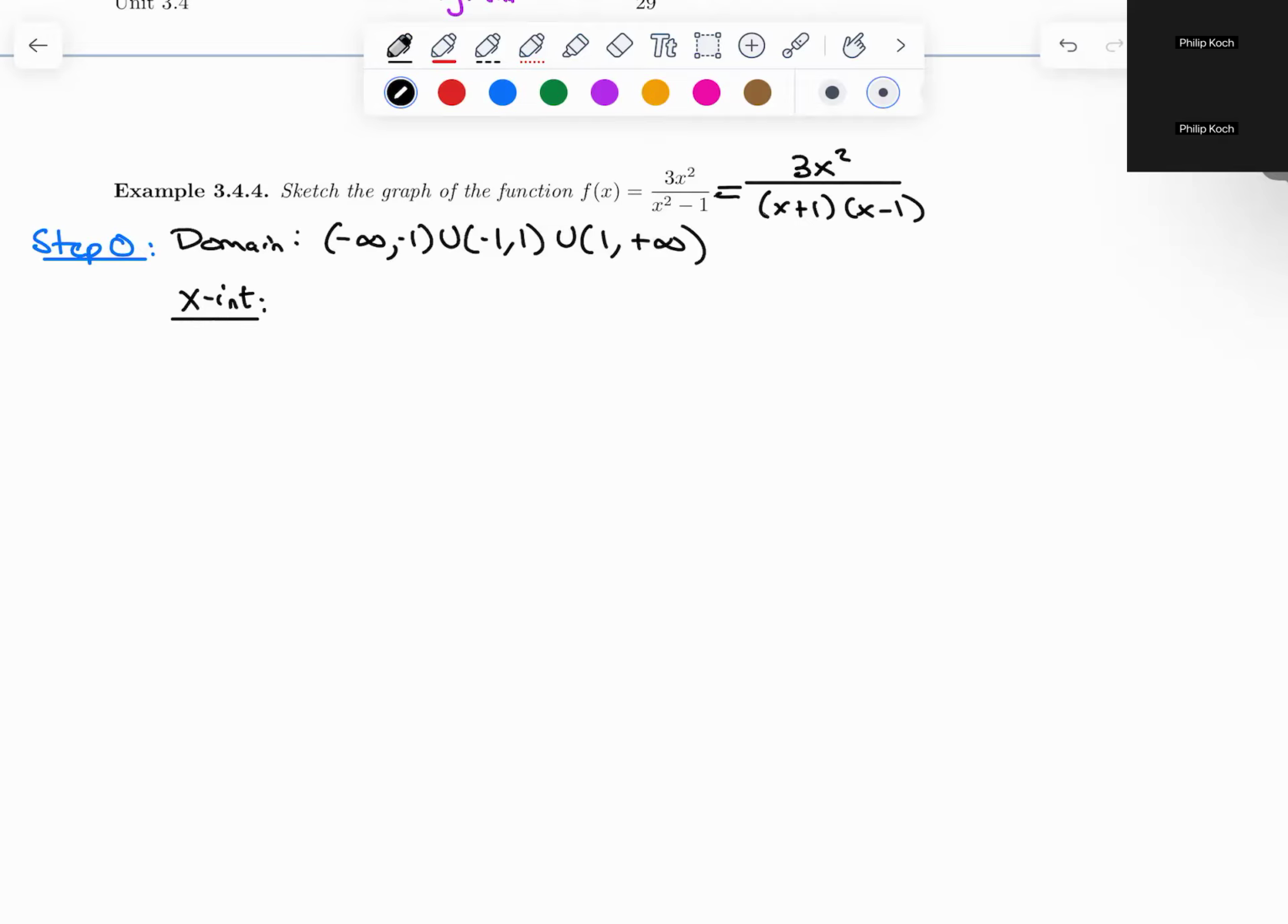And so we found the domain. The x-intercepts, if it has any, come from setting y equal to 0. In the x-intercept, you set the function values, the y values, equal to 0. So if I set 3x squared over x squared minus 1 equal to 0, that will only happen if the numerator equals 0. So 3x squared has to equal 0, which gives me x equals 0. So I have the x-intercept 0, 0. I'll underline that because that's an important bit of information. That's a point on my graph.